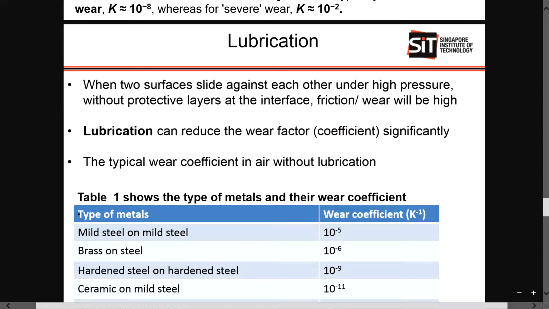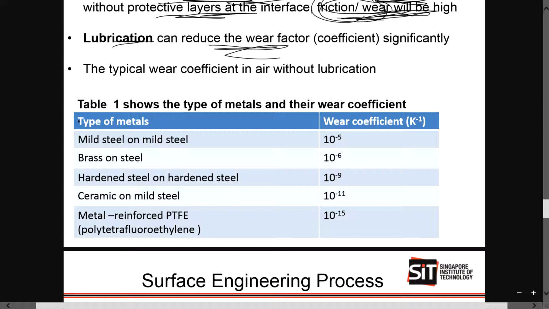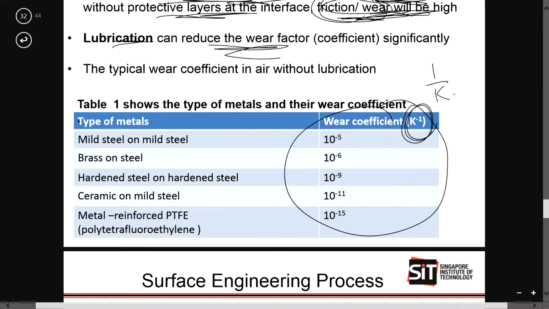So when two surfaces slide against each other, or under high pressure, please take note, high pressure, without protective layers, the friction and wear will be high. So the friction and wear come together as a family. Alright, so you need lubrication to reduce the wear factor. So over here, this is the wear coefficient, the K. Take note, it is 1 over K.